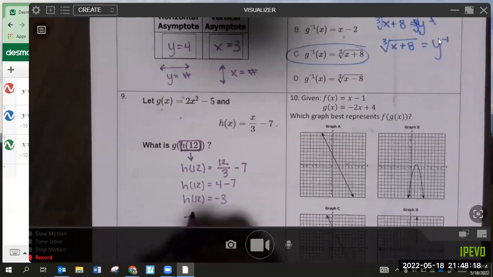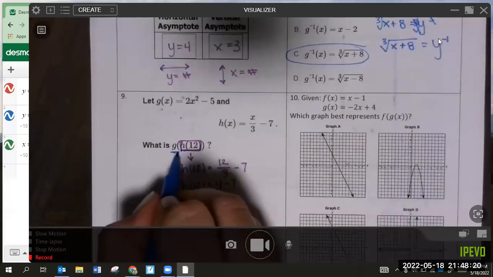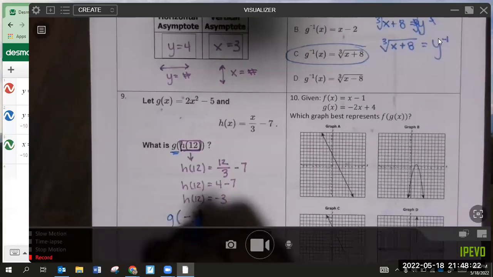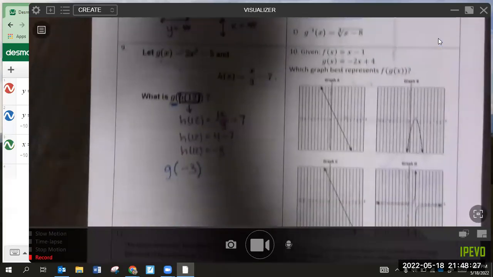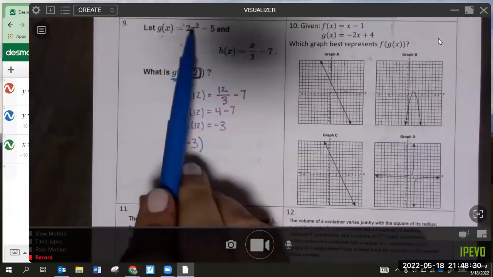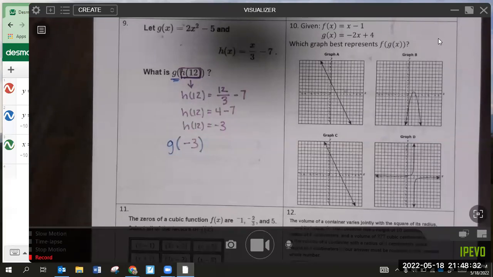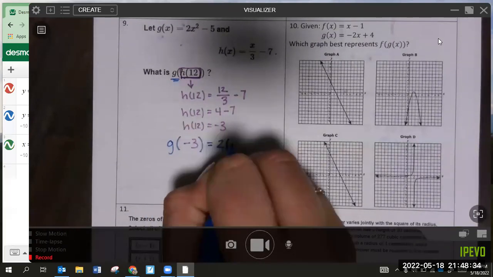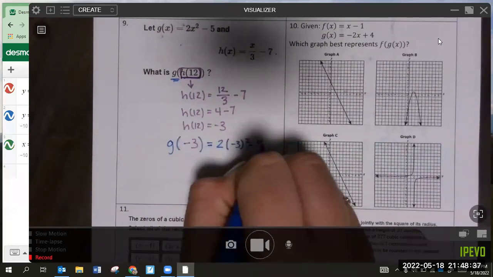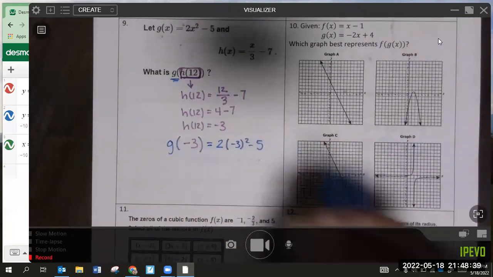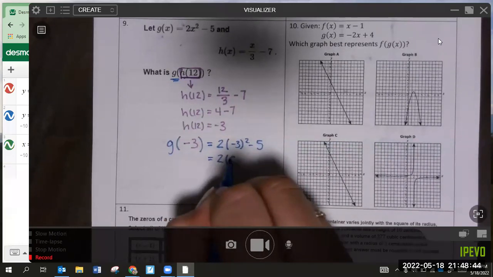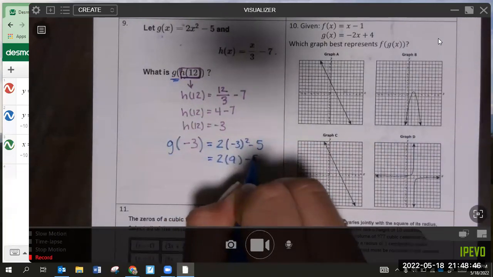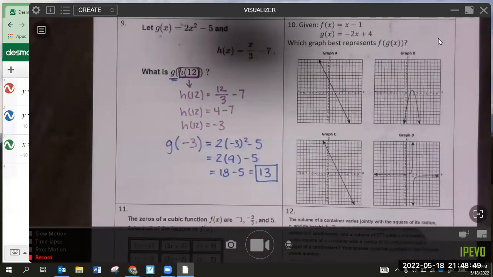So really, what we're dealing with now is our outside, our g function. We're going to plug in what we got for our h of 12. So I'm coming to my g function, and everywhere I see an x, I'm going to plug in -3. So we're going to say 2 times -3 squared minus 5. Well, that would be a 9 times 2 would be 18. Final answer would be the number 13. Start from the inside, work your way out.